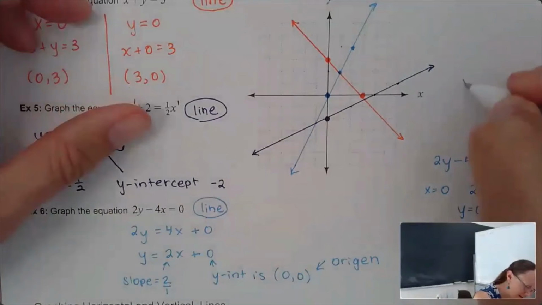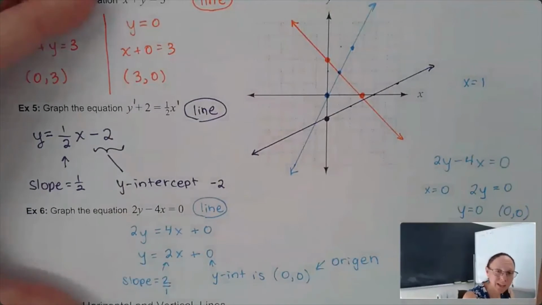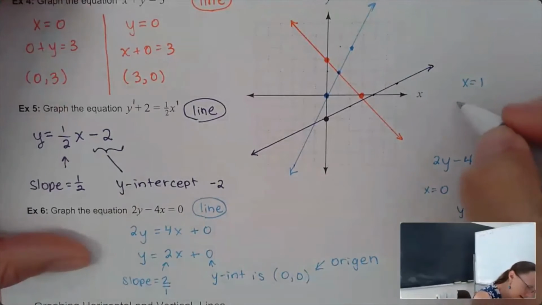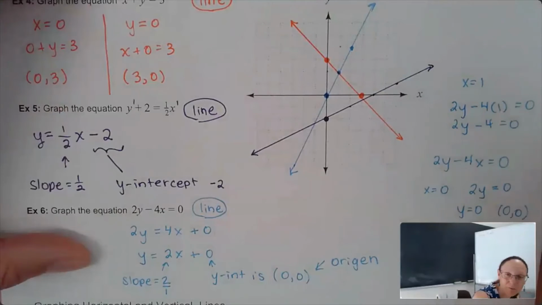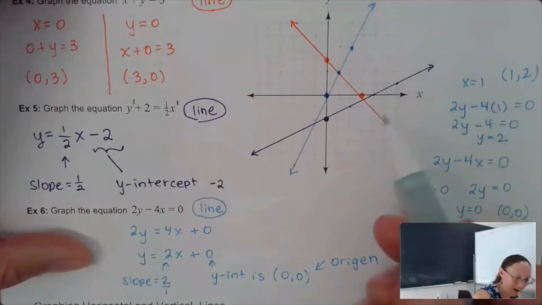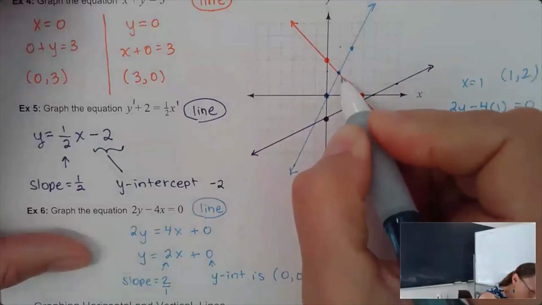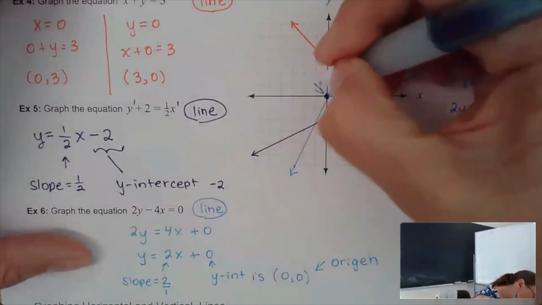So I'm going to choose to plug in x equals 1. Again, I'm just trying to keep the numbers pretty simple. So if I plug in x equals 1, I'd have 2y minus 4 times 1 is equal to 0, or 2y minus 4 is 0. If I add 4 to both sides and then divide by 2, I'm going to get y equals 2. So that second point would be 1, 2, which matches up with what's on our graph. So those would be the 2 points that we just found.